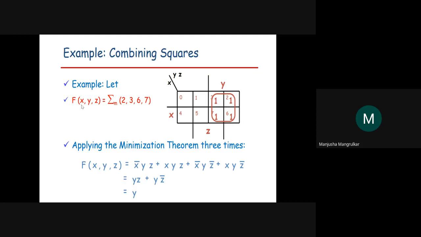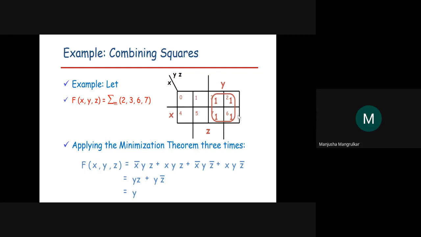Now suppose it is an example, and the example is given in this way. The function x, y, z. It is a three variable function. You will come to know it is a three variable function. The sign is a sum of products, meaning it is a small m. Small m means these terms, 2, 3, 6 and 7, are 1. This sum is given.